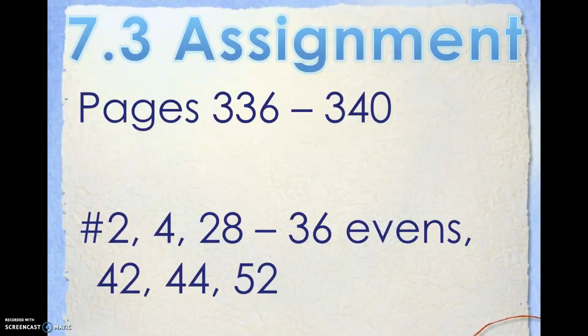On your assignment, I am going to change this a little bit. Instead of going through 36 evens, we're going to go through 34 evens, and we're going to cross off number 42 and cross off number 52. So 7.3 assignment, numbers 2, 4, 28 through 34 evens, and number 44.